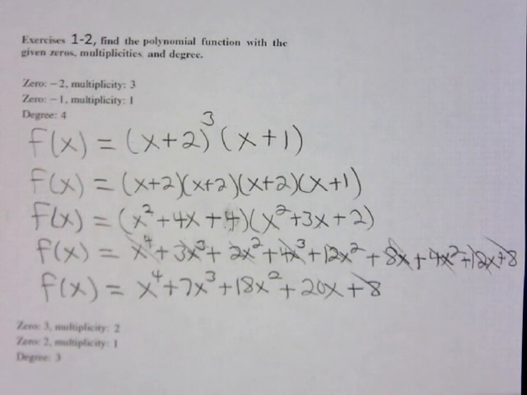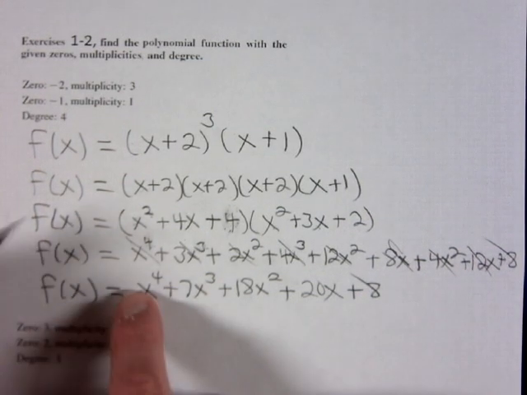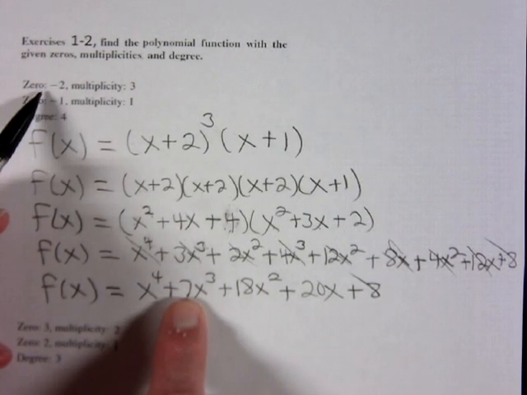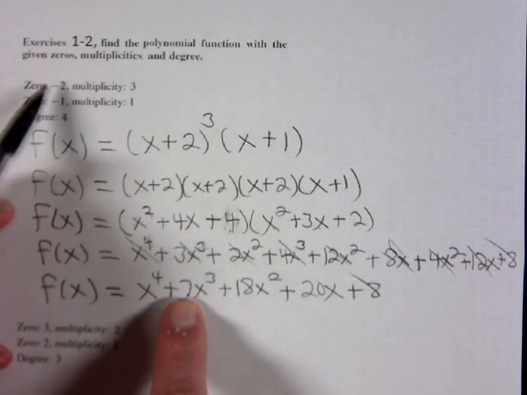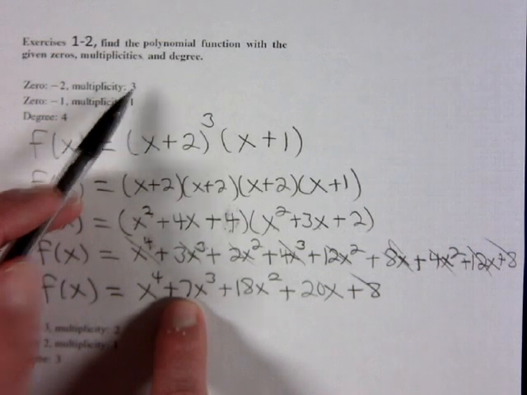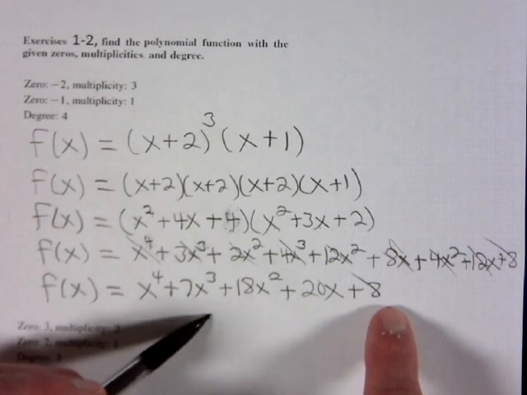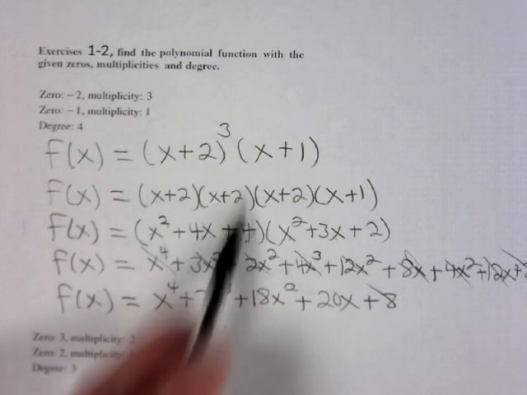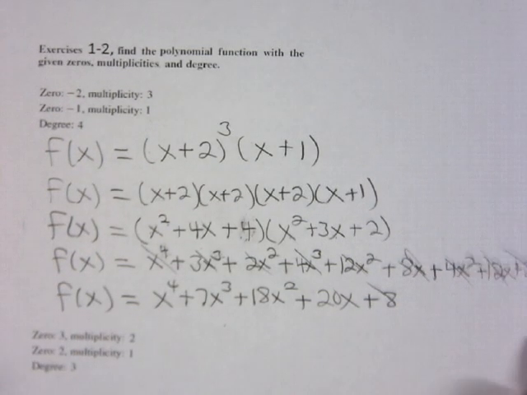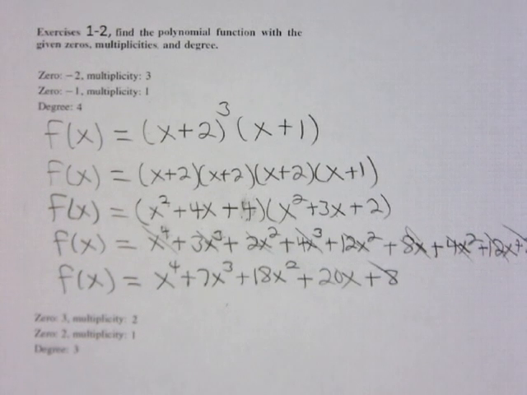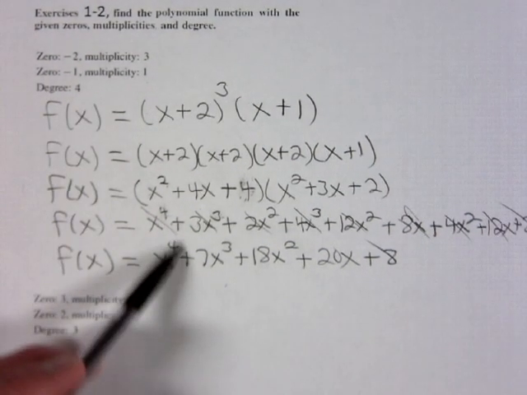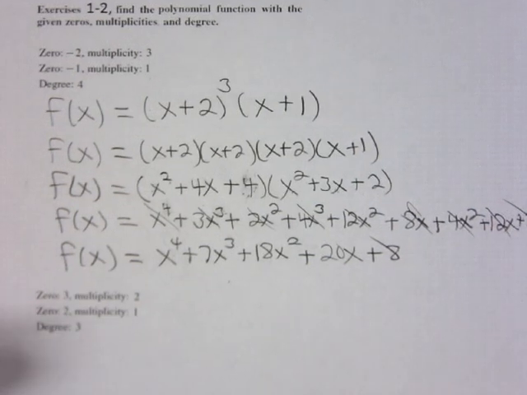Okay, so again, we have now written a polynomial function with zeros of -2, multiplicity 3, and -1, multiplicity 1. So again, we use that, write it out in factored form, multiply everything back out, and then you will have your correct answer there. All right? And as we can see, everything checks out. It is a degree 4 polynomial. Okay? All right, next one.